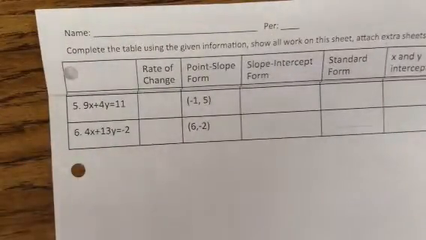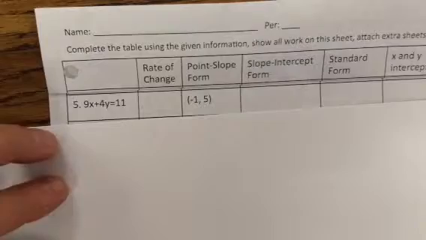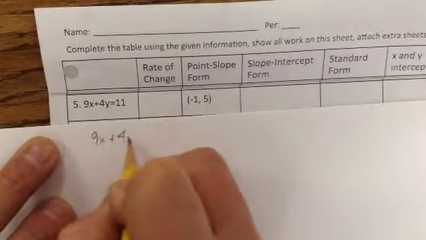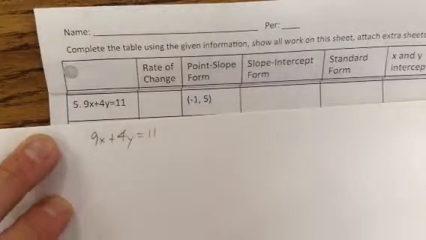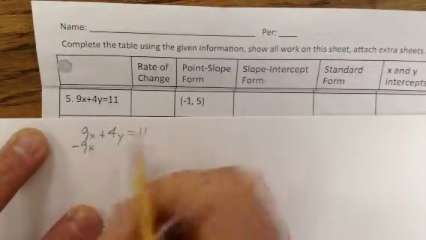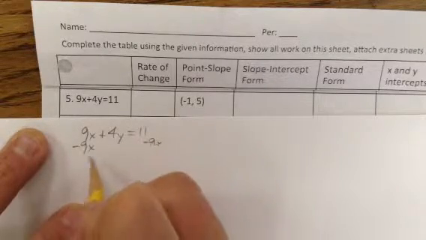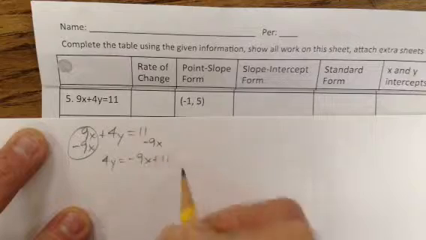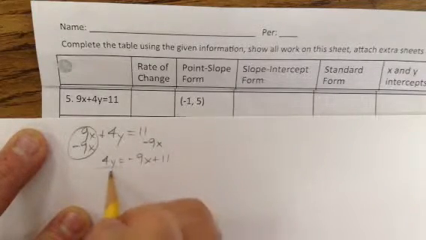Here we go. Find the rate of change. I need my slope, so I need to solve this for y. I told you, you need to solve for y to be successful in this class. Here you go. So I'm going to move my x term to the other side, make a zero pair. 4y is equal to negative 9x plus 11. And divide by your coefficient of 4.